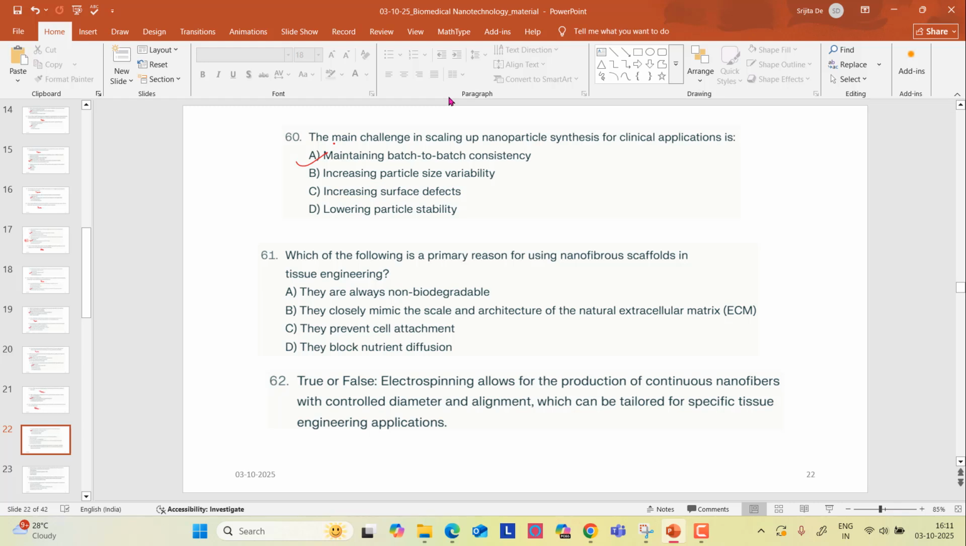Next, which of the following is a primary reason for using nanofibrous scaffolds in tissue engineering? They are always non-biodegradable. They closely mimic the scale and architecture of the ECM. They prevent cell attachment. They block nutrient diffusion. Option B. Yes, it is the ECM.